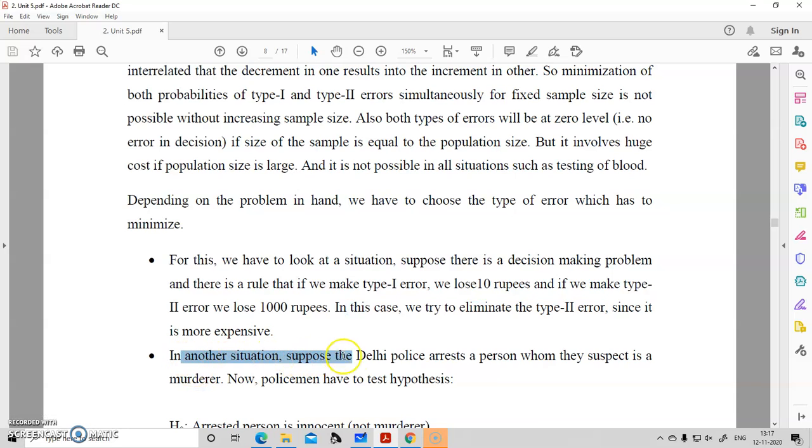Right? In another situation, suppose Delhi police arrest a person whom they suspect is a murderer. So the police is arresting a person, and they suspect that he is a murderer. Now the policeman has to test the hypothesis.